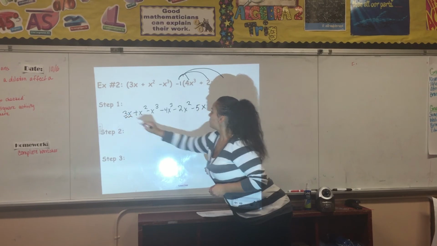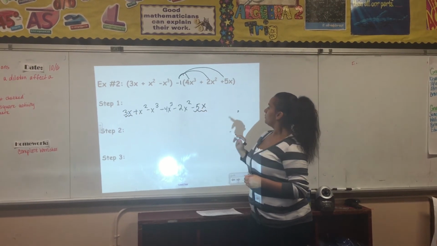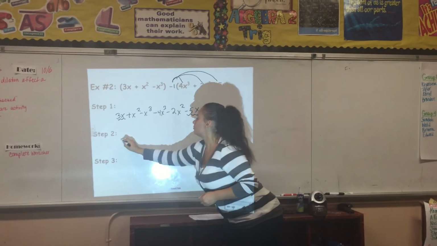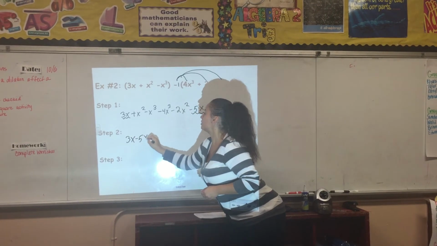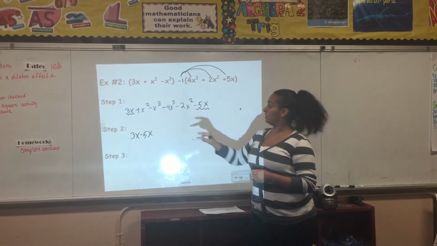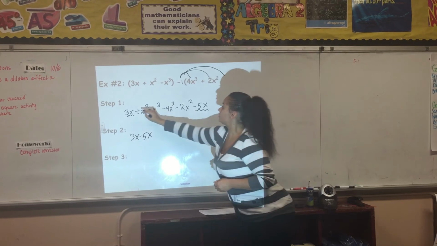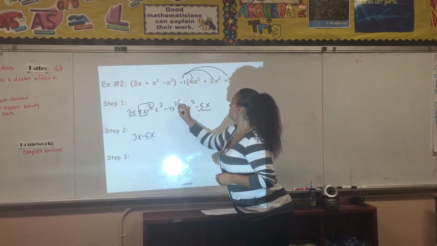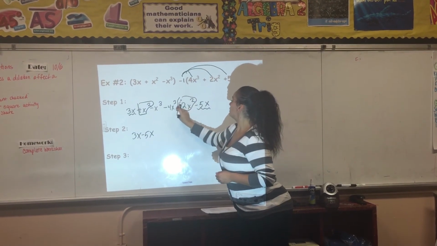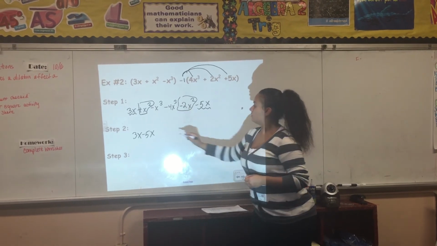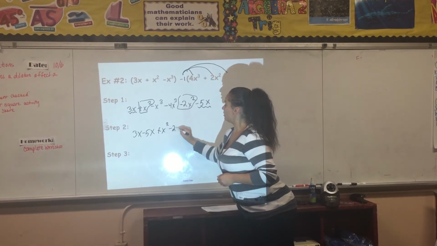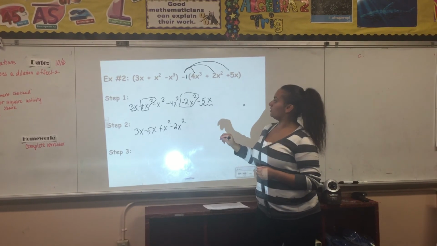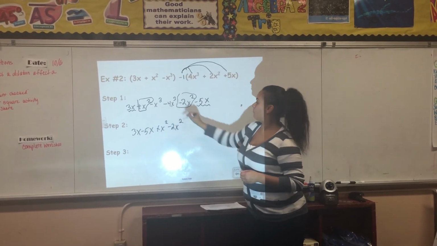So 3x and negative 5x are like terms. We're going to put them next to each other. The next step is x squared and negative 2x squared. So we get x squared, negative 2x squared. And the last is negative 1 minus 4.